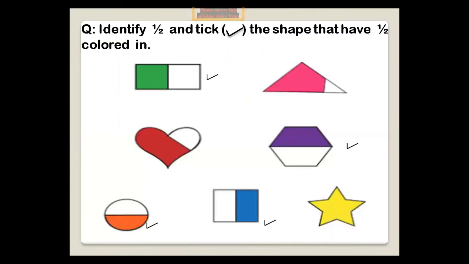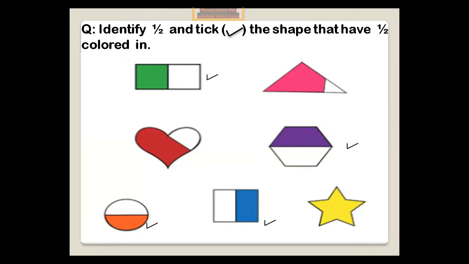Yes, this is your slide number 25. Identify 1/2 and tick the shape that has 1/2 colored in. You will write this question in your fair copy. First, you will make the title page of the fraction, then leave one page, and after it draw the margins and write the question and draw the shapes and color them.